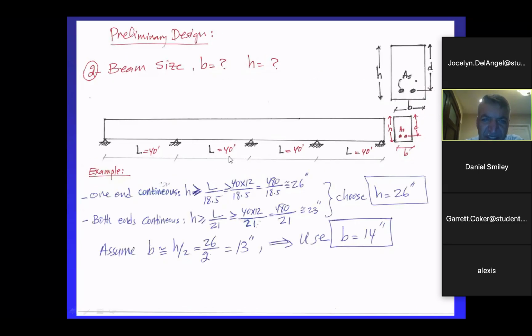So L is 40 feet times 12 divided by 18.5. It gives me 26 inches. Approximately 26 inches this needs to be. If I make my beam 26 inches, I don't have to worry about deflection.